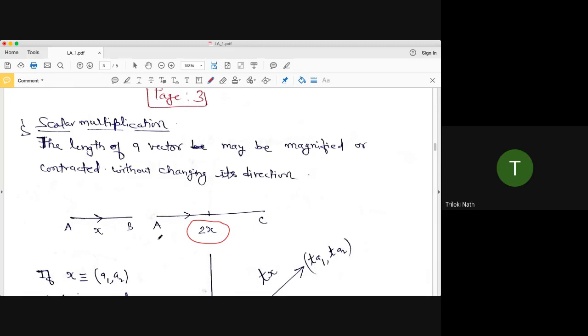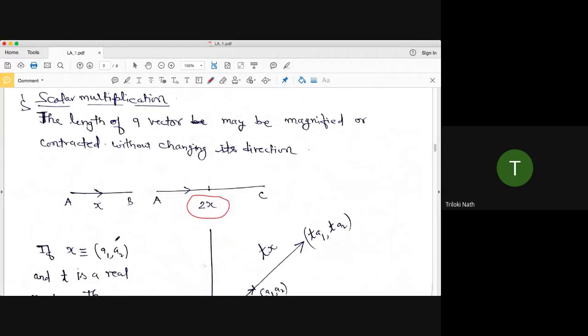2x is a vector. So let me again explain. If x is a vector representing AB, then 2x is a vector representing AC, whose magnitude is twice that of the vector x, and the direction is the same as the vector x has. So you see these two vectors: the direction is the same, but the magnitude of 2x is twice the magnitude of x.